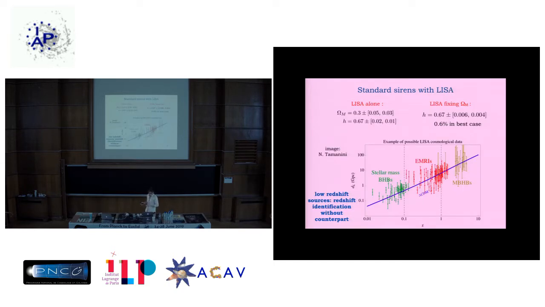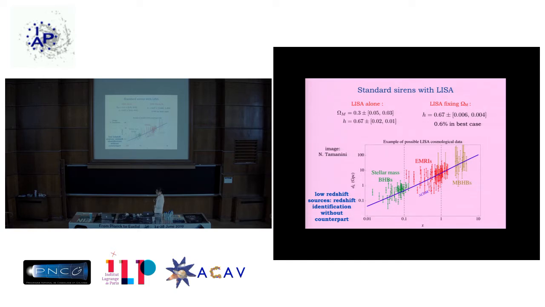In particular, let me focus on LISA, because I didn't have time to prepare for the Earth-based interferometers. These are the forecasts for LISA, and you see the forecasts are not very nice concerning the possibility of LISA to probe omega matter and the Hubble scale. Now, if you combine with the CMB measurements for omega matter to get a sort of independent measurement of the Hubble scale, then you can do something quite interesting, but still, in the context of lambda CDM, LISA will not help much with respect to what is going to be future cosmological surveys.